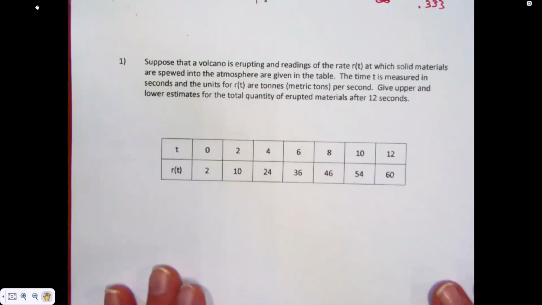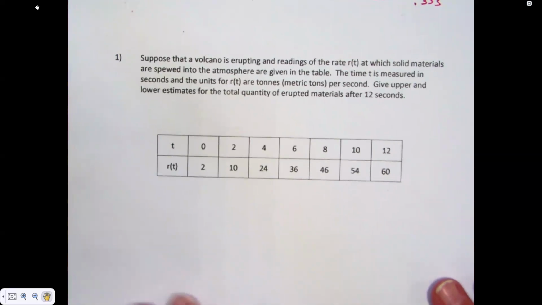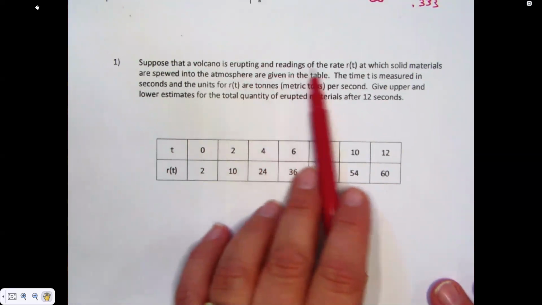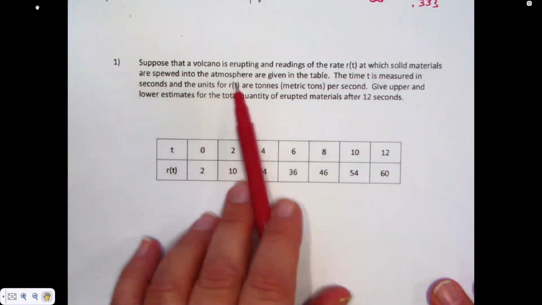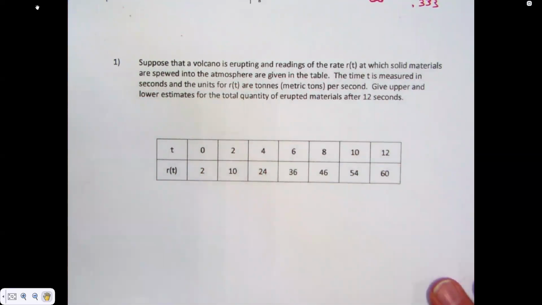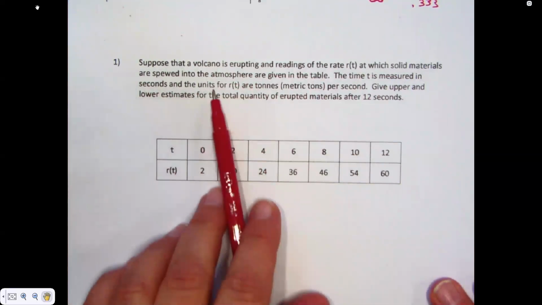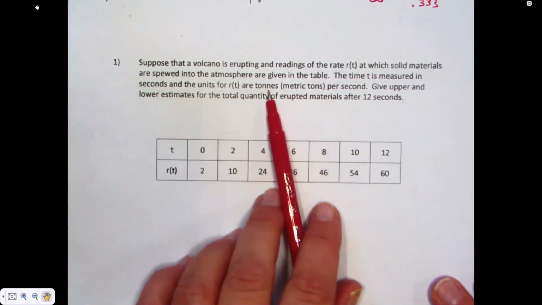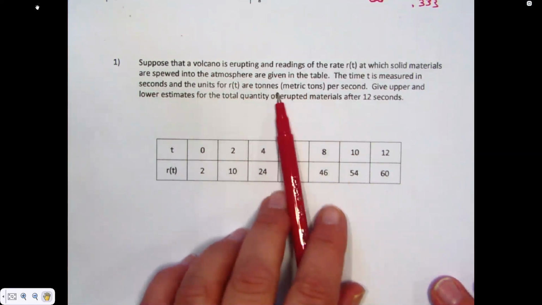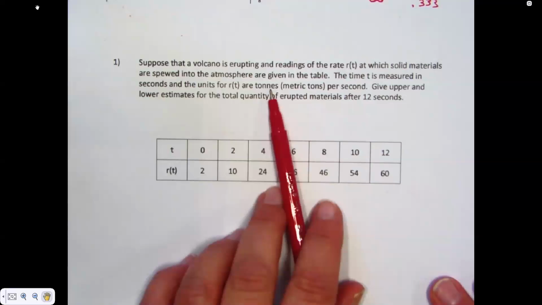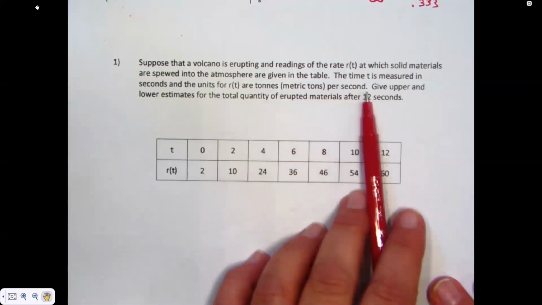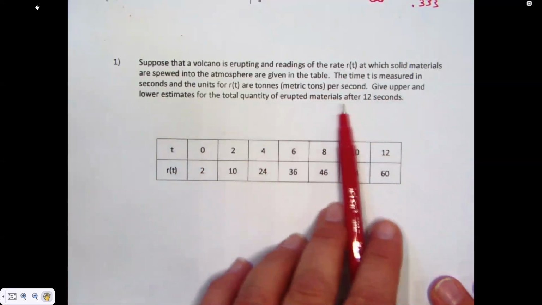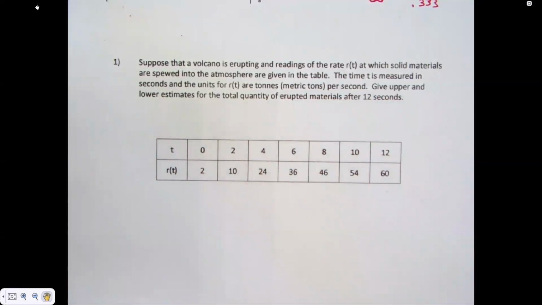All right, how about this one? Suppose a volcano is erupting and readings of the rate of solid material spewed into the atmosphere are given in the table. Time is measured in seconds. Units, metric tons, I don't know how to pronounce that, I'll have to look up how. But it's metric tons per second. Give upper and lower estimates for the total quantity of erupted material after 12 seconds.